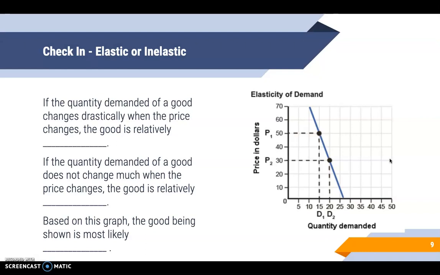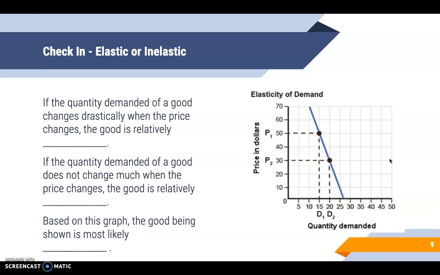Okay, so let's check in and make sure you're good. So first one, if the quantity demanded for a good changes drastically when the price changes, the good is relatively what? So when the price changes drastically, the quantity demanded changes drastically. What are we talking about there? Elastic or inelastic? Number two, if the quantity demanded of a good does not change much when the price changes, the good is relatively what? Elastic or inelastic?